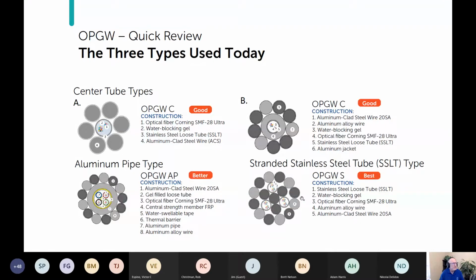And then last but not least is the stranded stainless steel loose tube type design. And that's what you see in this illustration. Might have one tube, could have typically two or three tubes, could have in some designs even up to six. So we'll talk about these later.